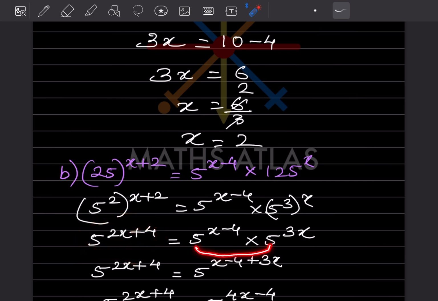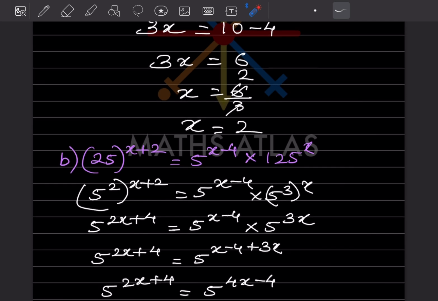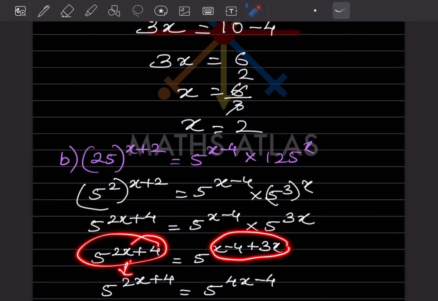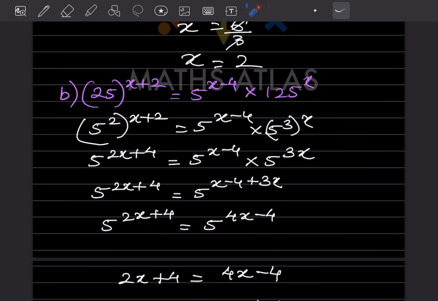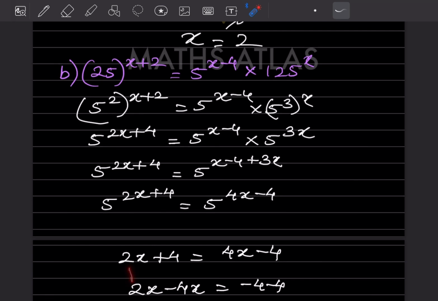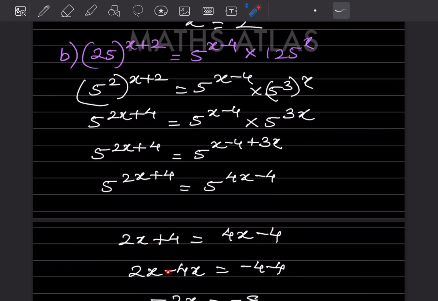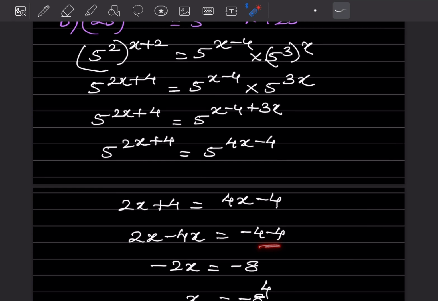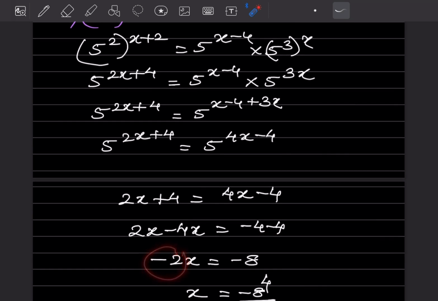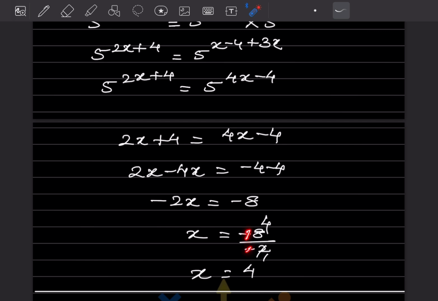Here you can see again the base is the same, and this is multiplication, so you can add the index. So that will be 5 raised to x minus 4 plus 3x. This will be 4x minus 4. Now you can see both the places the base is the same, so the index should be equal. So 2x plus 4 is equal to 4x minus 4. So this will be 2x minus 4x, and that will be minus 4, this goes to this side, that is going to be minus 4. So minus 4 plus 2, that is minus 2x equals minus 8. So x will be minus 8 divided by minus 2, which is 4, because minus divided by minus is plus. So x will be 4.